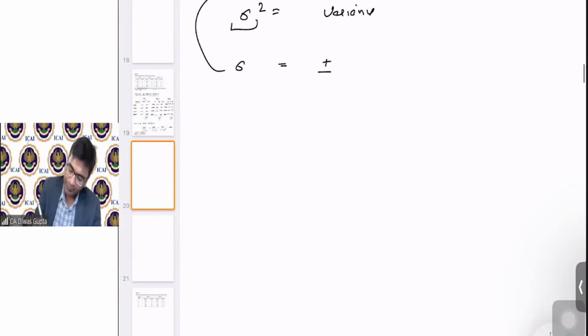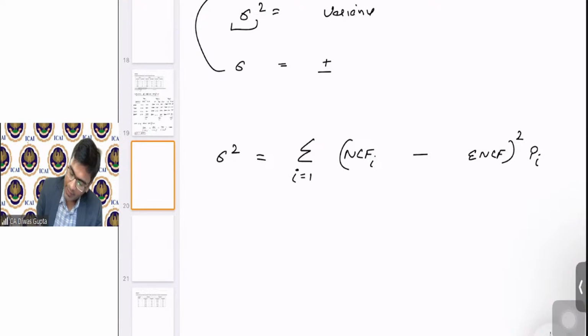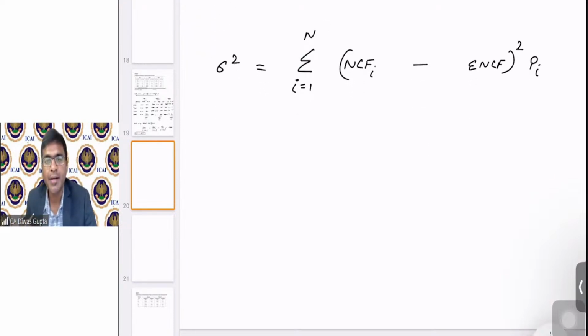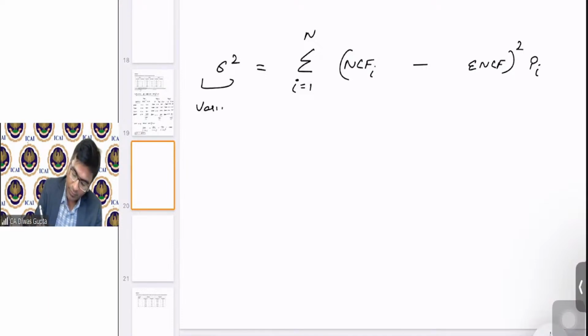Now let's come to the formula. The variance formula is defined as net cash flow minus expected net cash flow, raised to the power 2, multiplied by probability, summed from i equal to 1 to n. I will explain this formula in detail. Sorry, this is the formula for variance, not standard deviation.